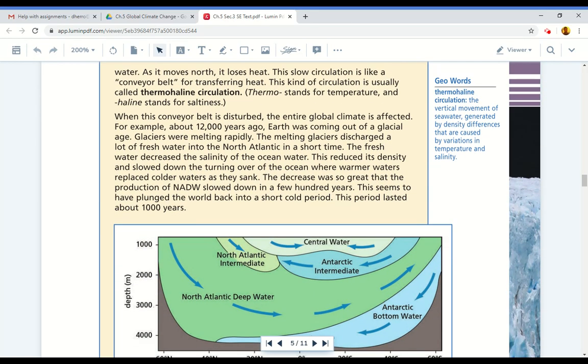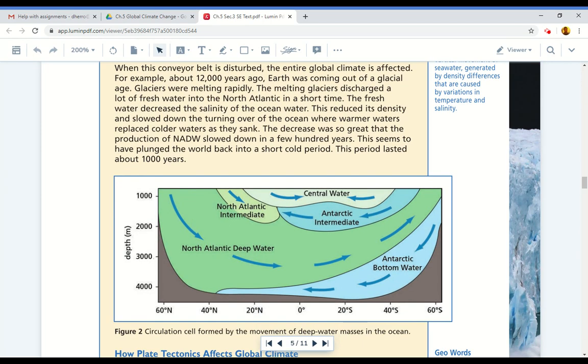As it moves north, it loses heat. This slow circulation is like a conveyor belt for transferring heat. This kind of circulation is usually called thermohaline circulation. Thermo stands for temperature and haline stands for saltiness. When this conveyor belt is disturbed, the entire global climate is affected.